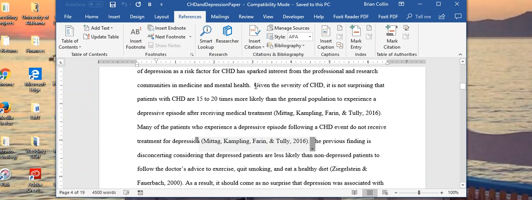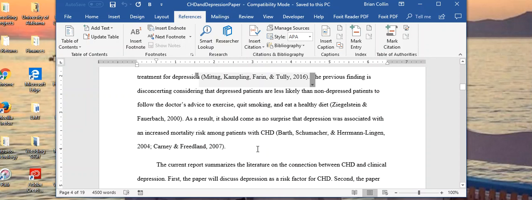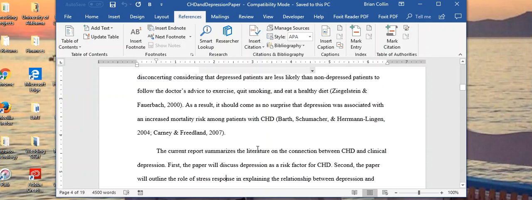I talk about how it sparked interest in the research community, given the severity of heart disease. Patients are 15 to 20 times more likely than the population to experience a depressive episode. And then I talk about how patients who experience a depressive episode don't receive treatment, which is a problem. And then I talk about why it's a problem and what they can do to get out of depression, and that people with coronary heart disease have shortened life spans because of depression.